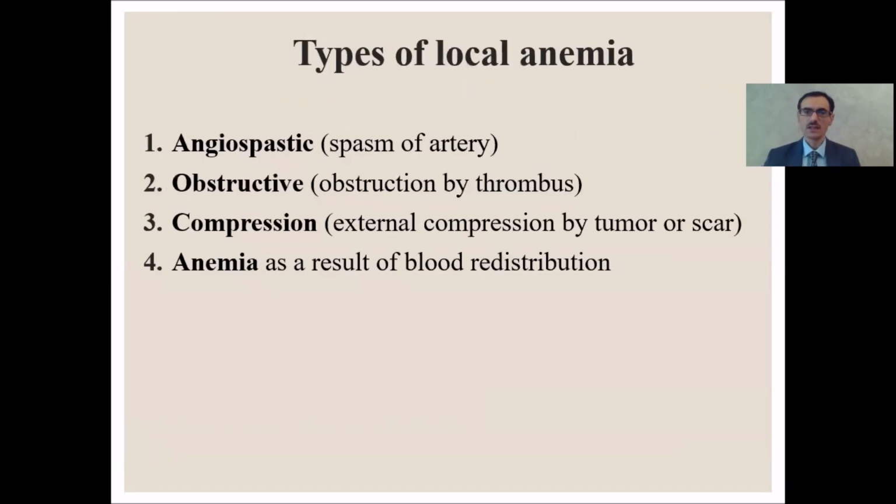There are four types of local anemia. Angiospastic. What does that mean? A spasm of the arteries. Obstructive, for example, obstruction by a thrombus. About the thrombus we'll discuss now. Compression, external compression by a tumor or scar, and anemia as a result of blood redistribution.